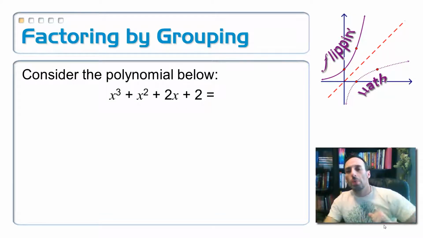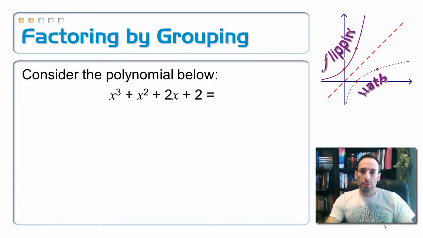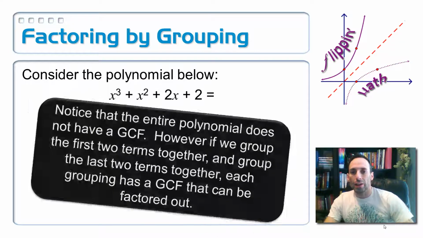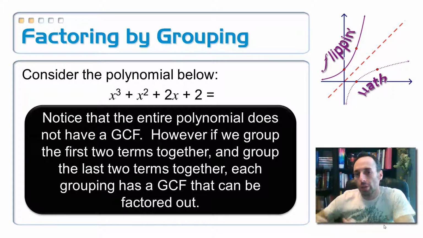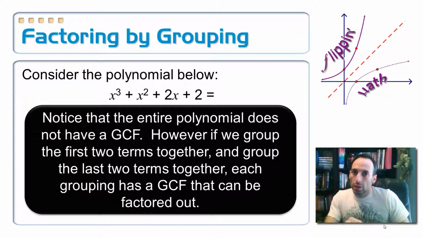So look at this polynomial right here. We have x cubed plus x squared plus 2x plus 2. And you take a look and you go, hey, this thing does not have a GCF. There's nothing that every single one of those terms has in common. However, if we group the first 2 together and the second 2 together, each of those individual groupings will have something in common that can be factored out.